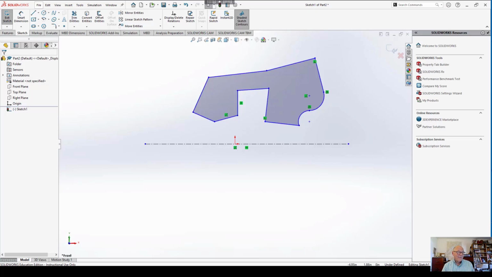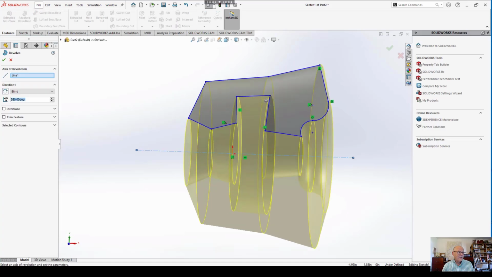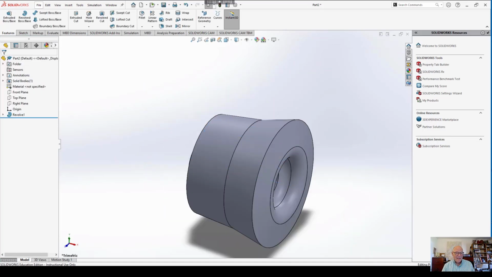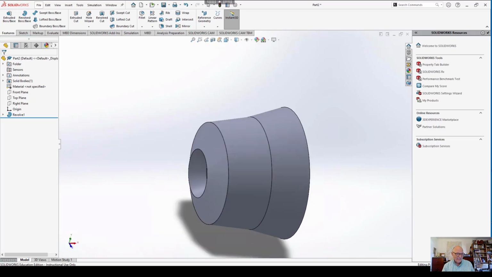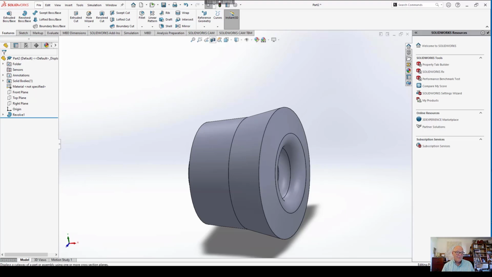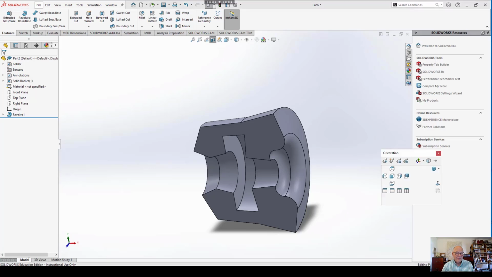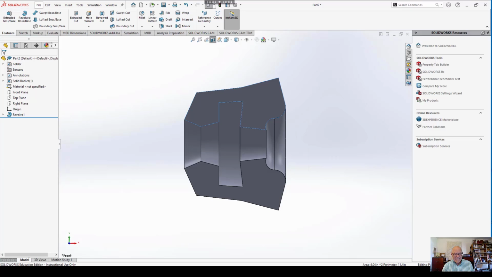Now I'm going to go back over here to features now, and I'm going to do a revolved boss or base. And when I do, it's going to look like that. In other words, it's going to take that shape and it's going to extrude it by revolving it around a center axis. So now I have a shape, very complex shape, that I use the revolve tool to make, and I can use that for any number of shapes as long as what I create is the cross section. That was what I show up here, the cross section of the part that I want to revolve.